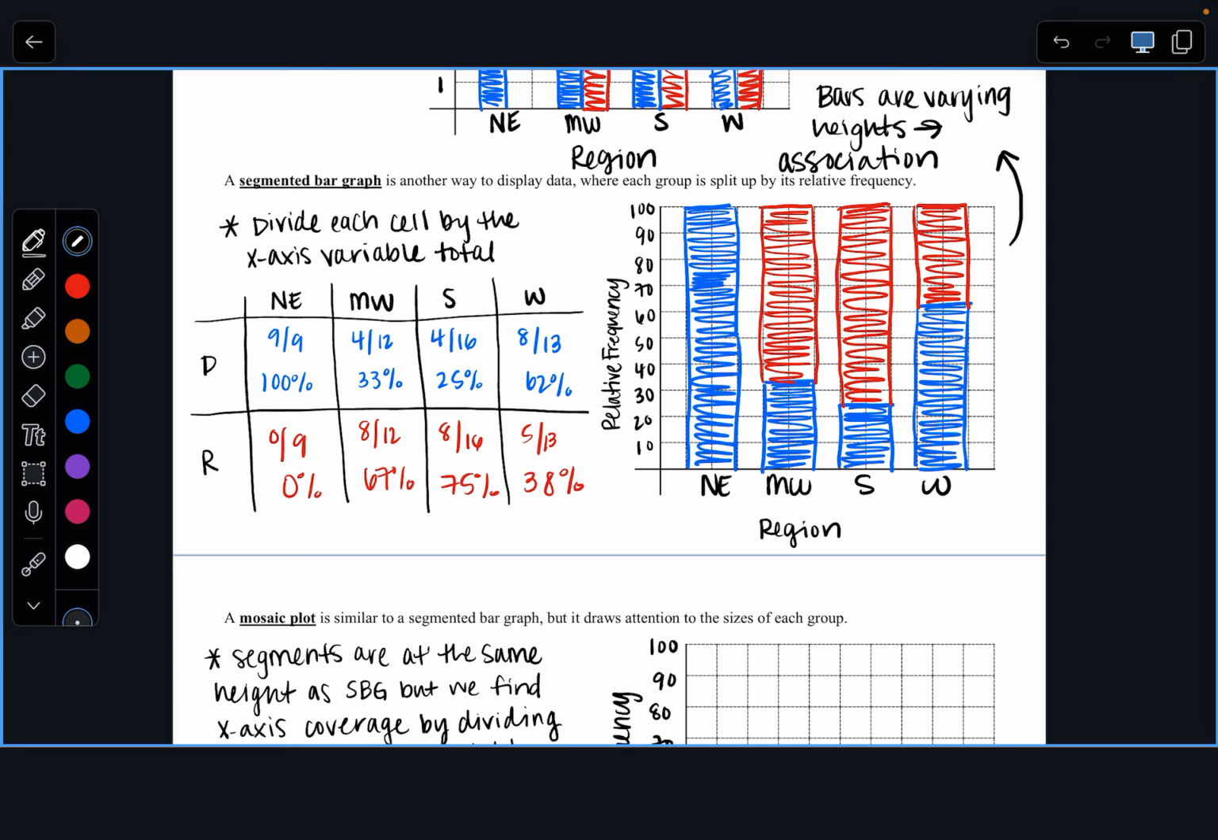What that means is they're going to have questions that say, is there an association between political party and region of the United States? They're asking, is there a relationship between these two things? Now, the reason why varying heights indicates this is kind of like a conditional statement: if I pick a state in the Northeast, my chances of selecting a Democrat state is 100%.